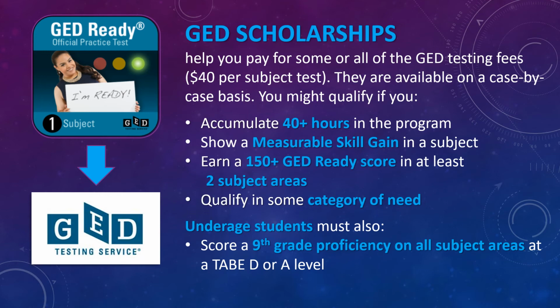Also, if you are an underage student, under 18, you have to score ninth grade proficiency in all of the subject areas at the D or A level on a TABE test.